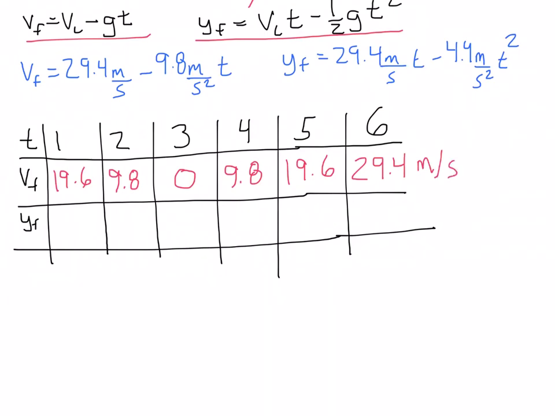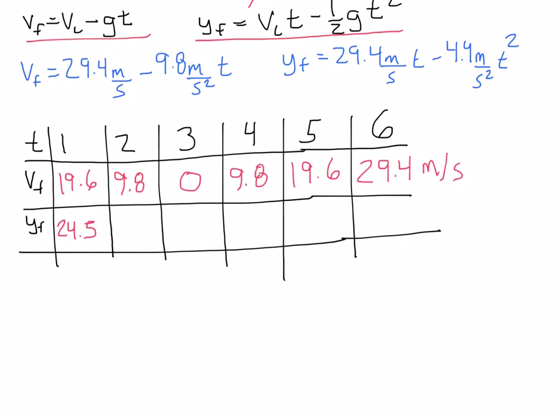Now for the height, the y value here, we're going to substitute these times into this equation here. And when we do that, we get 24.5, 39.2, 44.1, 39.2 again, 24.5 again, and then 0.